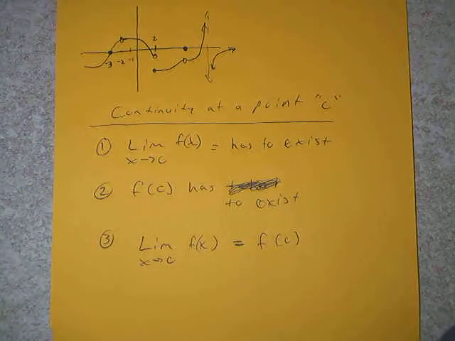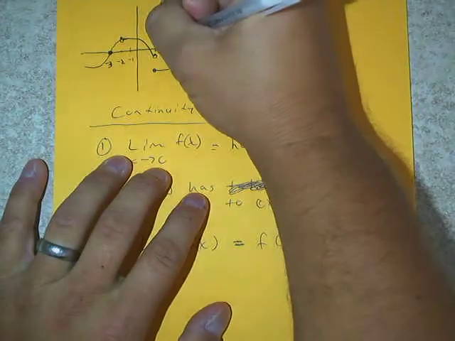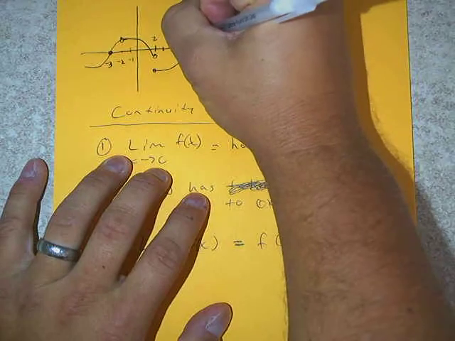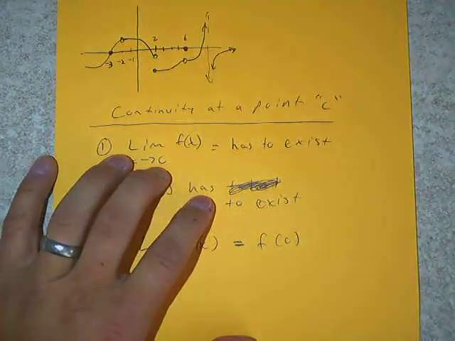What about at the next point in question, which is this one right here? We'll just say it's +2. So at 2, is our function continuous? Well, let's start with number 1. The limit at 2 has to exist. So what do we know about the limit at 2? It does not exist. So therefore, do we need to go further? No, nothing else matters, we're done. It's not continuous at that point.